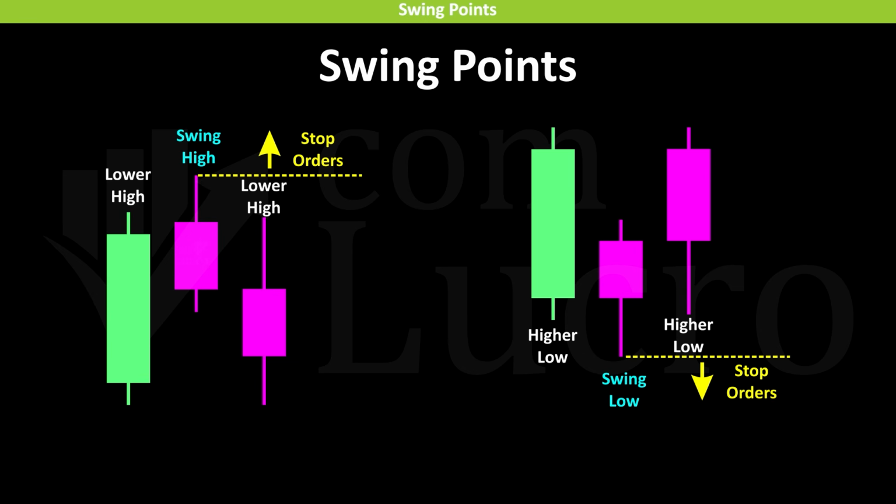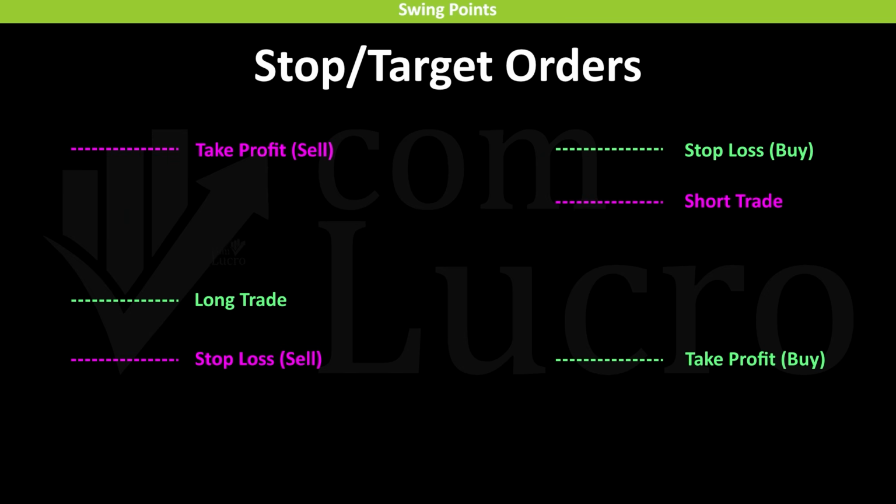Swing points are important because of how traders place their orders. Many retail traders set their stop orders just above swing highs or just below swing lows. As a result, liquidity tends to accumulate around these areas. In a long trade, both the stop loss and the take profit are sell orders. In a short trade, both the stop loss and the take profit are buy orders.